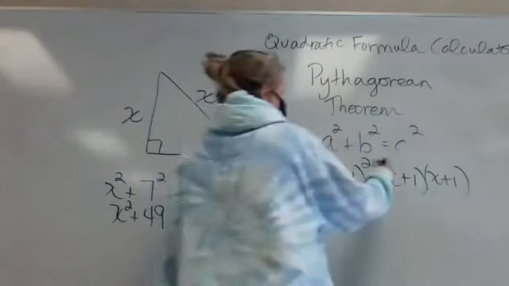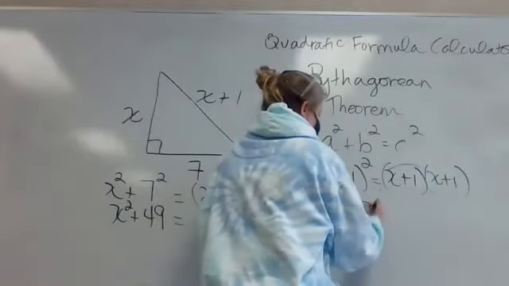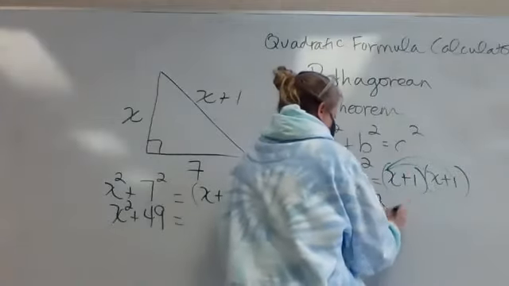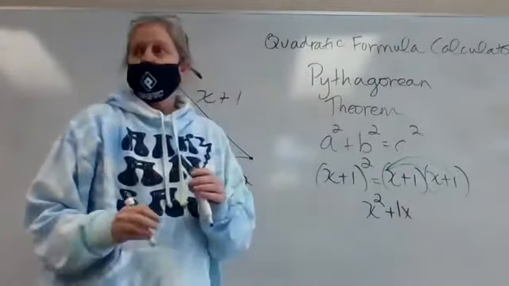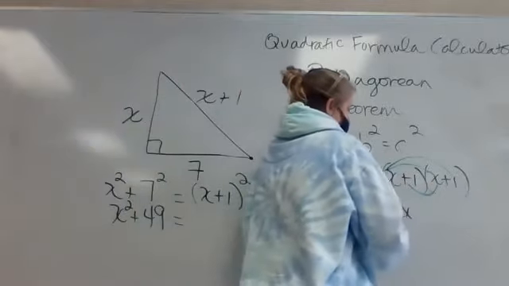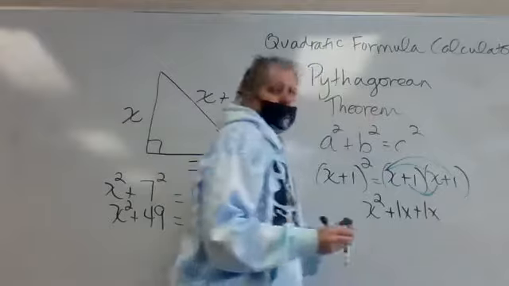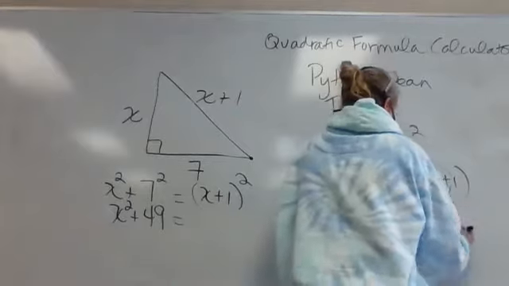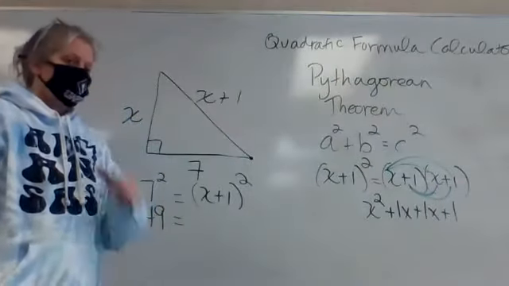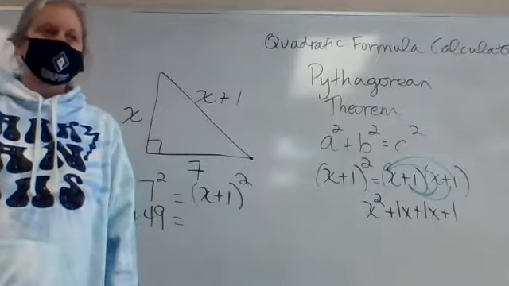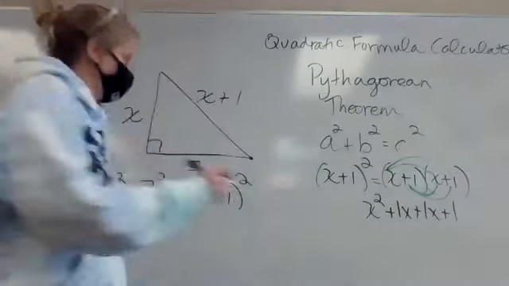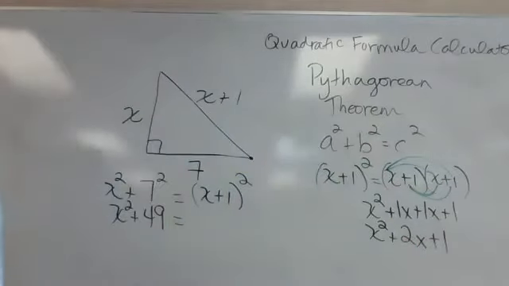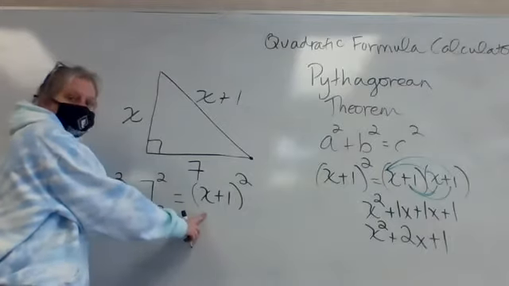So if I FOIL that, x times x gives me x squared. My outside, x times positive 1 is 1x. Your inside is another 1x. And my last, 1 times 1, is 1. Put your x's in the middle together. How many x's do you actually have? 2 x's, right? So you've got x squared plus 2x plus 1, which is on the right side over here.